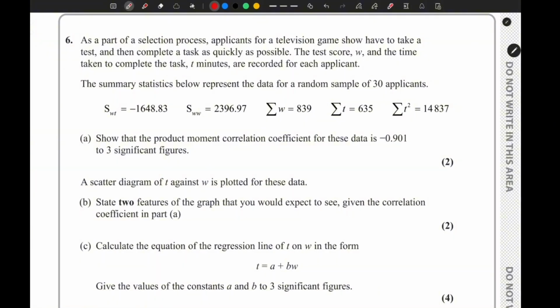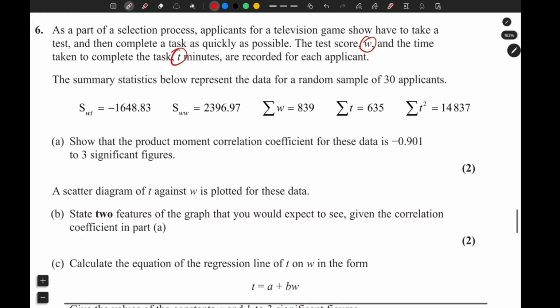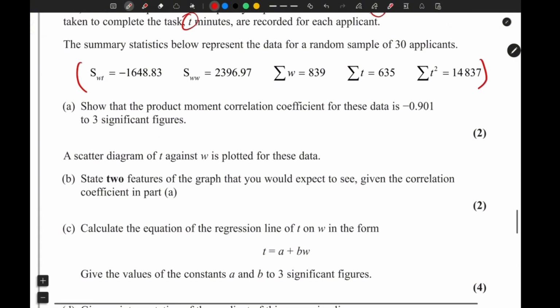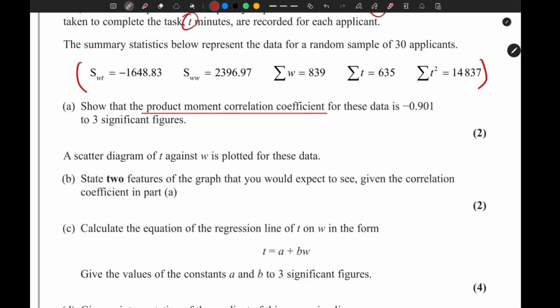Now moving on to the next question. As a part of a selection process, the applicants for a television game show have to take a test and then complete a task as quickly as possible. The test score W and the time taken to complete the task, T minutes, are recorded for each applicant. The summary statistics and the summation of all the values are given. First of all, we need to find the value of r, the product moment correlation coefficient, which is basically the PMCC, or sometimes it can be called r.